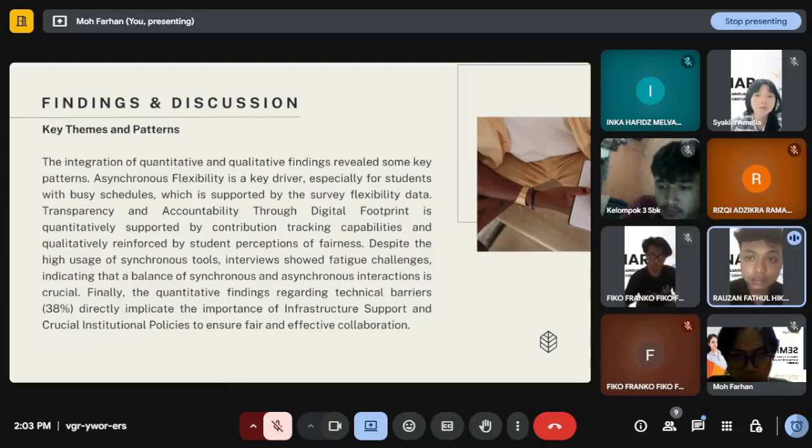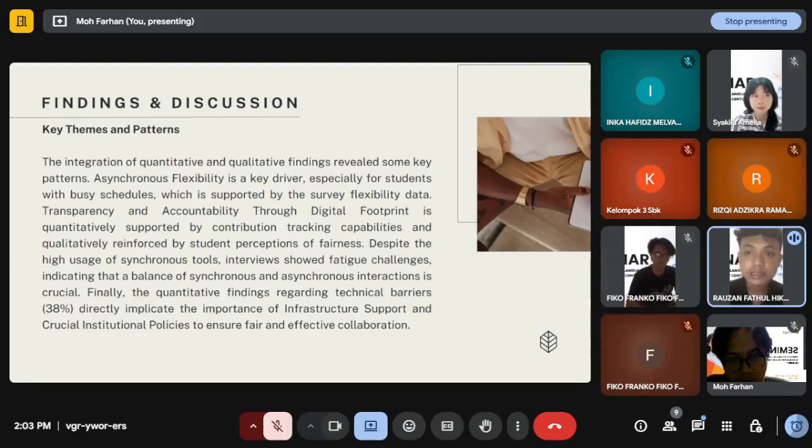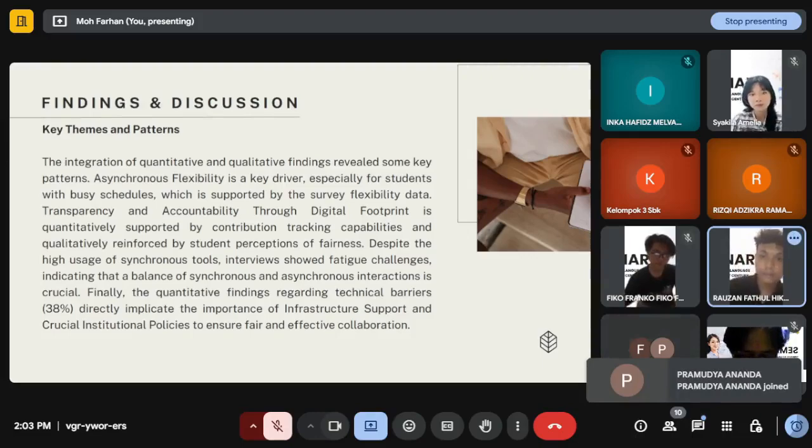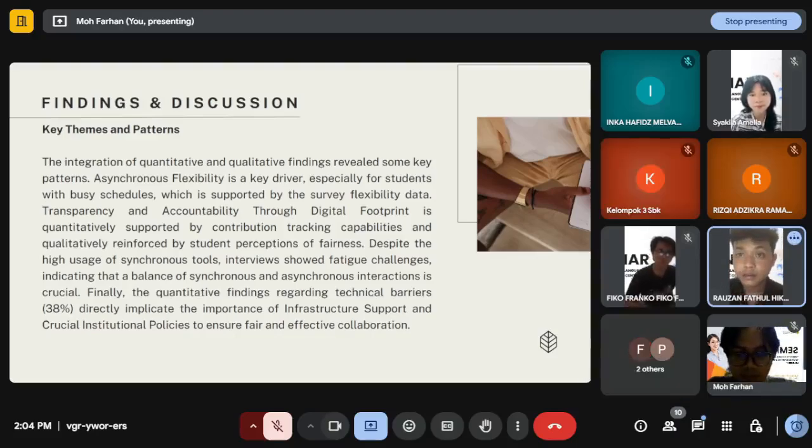Despite the high usage of synchronous tools, interviews show fatigue challenge, indicating that a balance of synchronous and asynchronous interaction is crucial. Finally, the quantitative finding regarding technical barriers, 38%, directly implicates the importance of infrastructure support and crucial institutional policies to ensure fair and effective collaboration. Next slide.